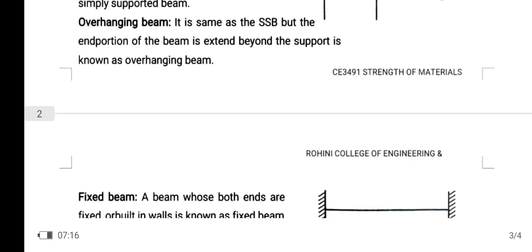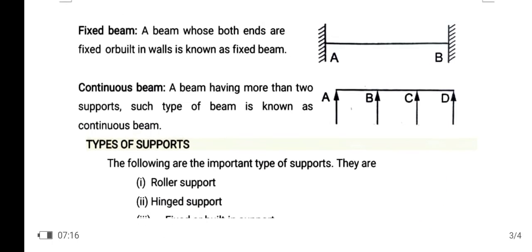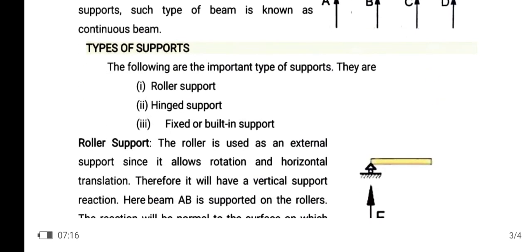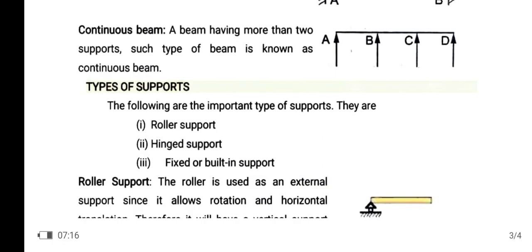Next, overhanging beam. It is the same as the simply supported beam, but the end portion of the beam extends beyond the support. This is known as an overhanging beam. Next, fixed beam. A beam whose both ends are fixed or built into walls is known as a fixed beam. Next, continuous beam. A beam having more than two supports is known as a continuous beam.